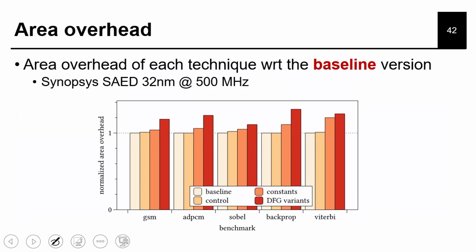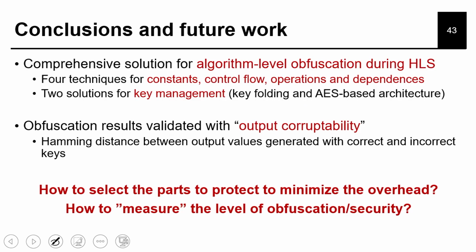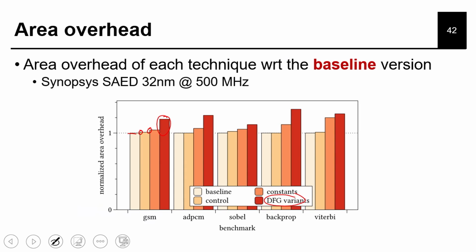For the DFG variant or the operation obfuscation, you probably have to have some fake operation that might increase your area. So, if you see here, if this is the baseline, this control obfuscation almost has no overhead, then constant obfuscation also has very little overhead, but the DFG variant or the operation obfuscation has a little bit of overhead because you are adding some fake operations. But in general, you can see the overhead is within 5-10%, right, which is acceptable, but that gives you a kind of big protection against the entire IC supply chain.